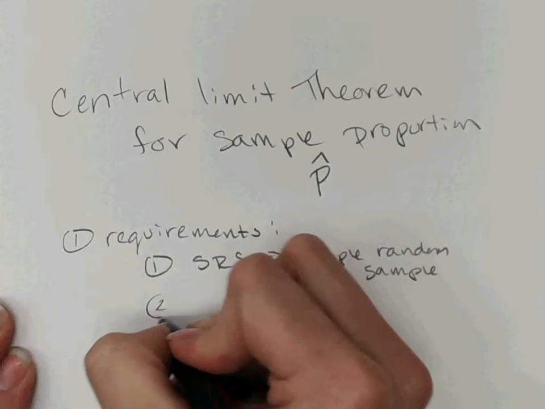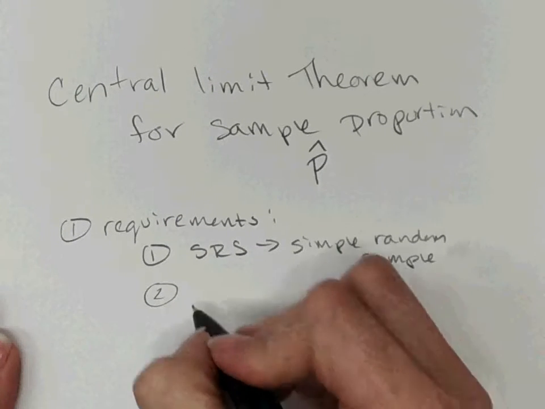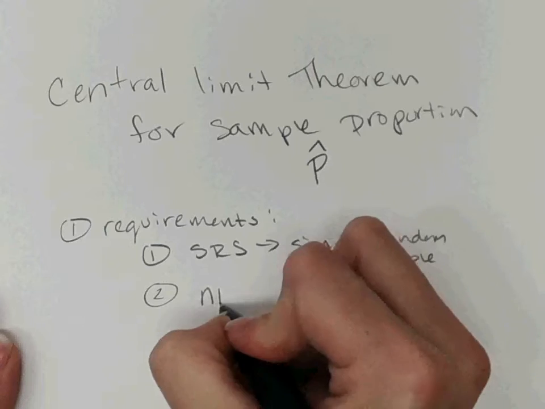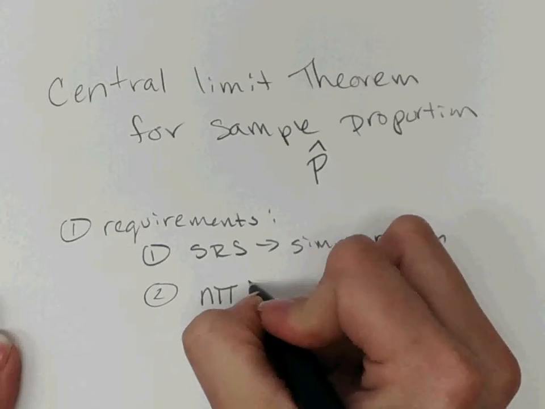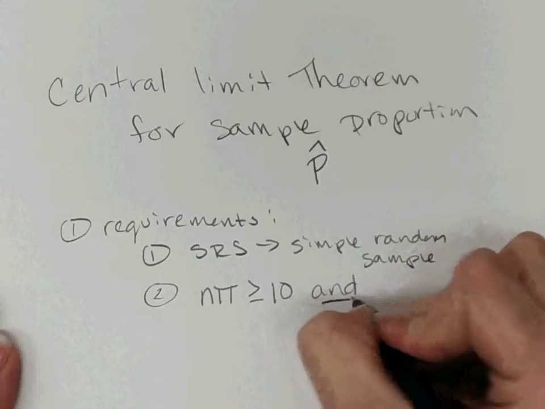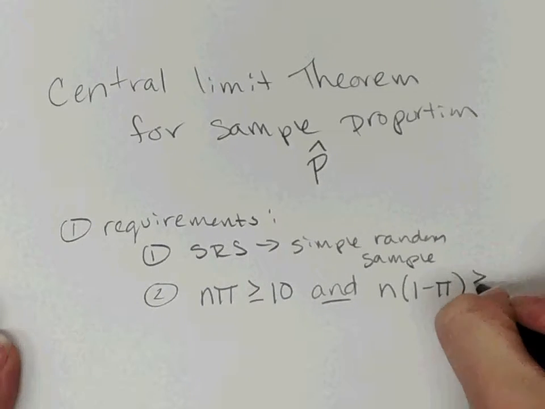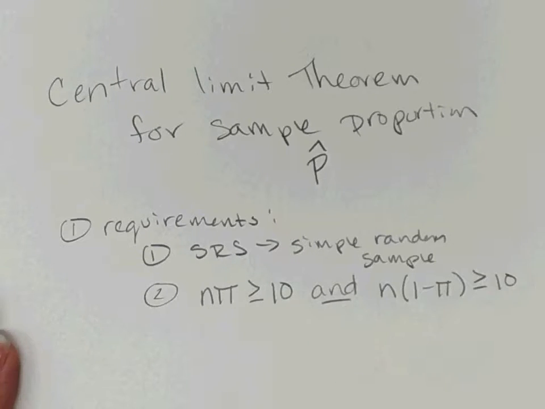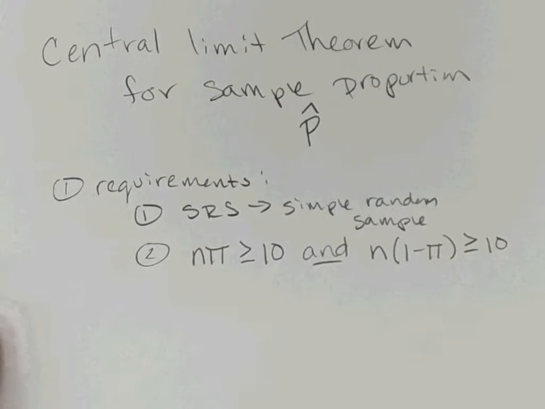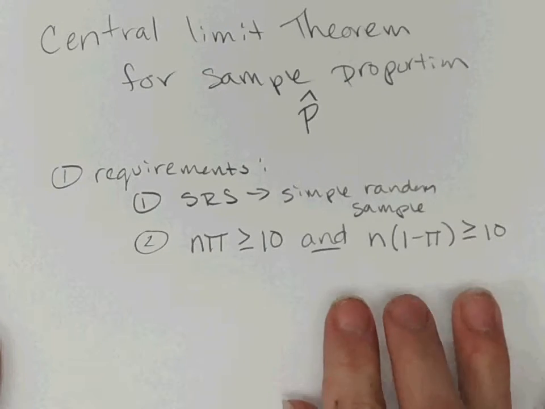The second requirement, and this one might look confusing, but as we practice it, you'll see what it means. We've got n times pi has to be greater than or equal to 10, and n times 1 minus pi has to also be greater than or equal to 10. All that means is that we must have a large enough sample size, and as I said, as we move forward, you'll see why.